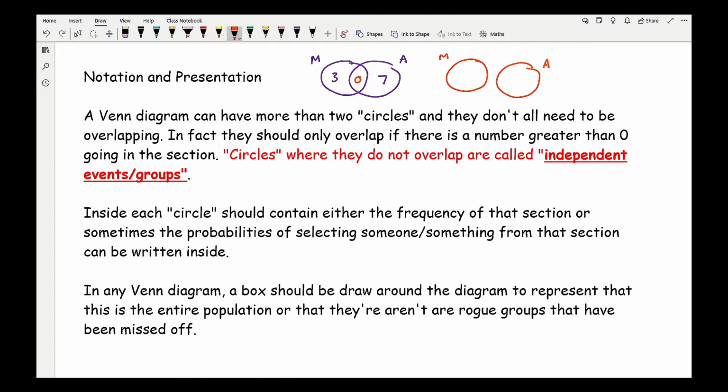Now, in any Venn diagram, a box should be drawn around the diagram to represent the entire population, or that there aren't any groups that have been missed off. So for example, what you don't want is, here we've got maths and English.